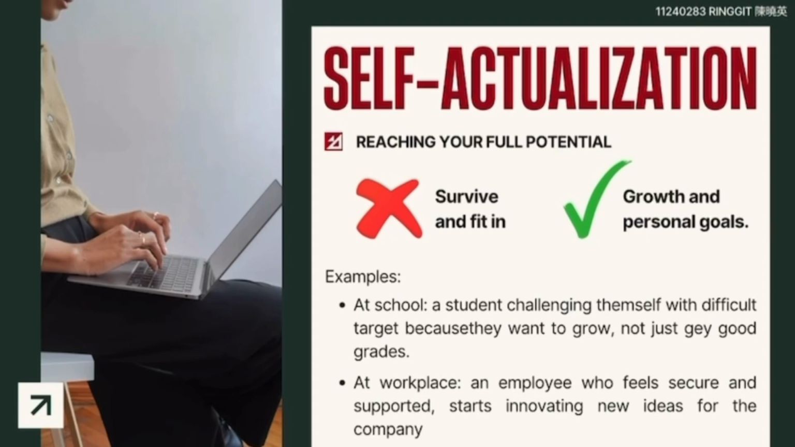Now that we have talked about the first four levels, I will explain the highest level of Maslow's hierarchy of needs, which is self-actualization. So self-actualization refers to reaching your full potential, basically becoming the best version of yourself. At this level, people are no longer just trying to survive or fit in. Instead, they focus on growth, creativity, and personal goals. For example, at school, a student may set a challenging goal, not just to get good grades, but because they genuinely want to grow and learn new skills. At the workplace, an employee who feels secure and supported may start innovating new ideas, contributing to the company in creative ways.